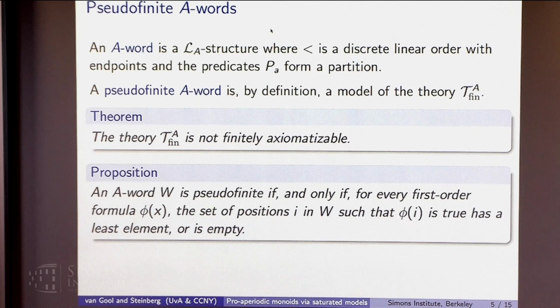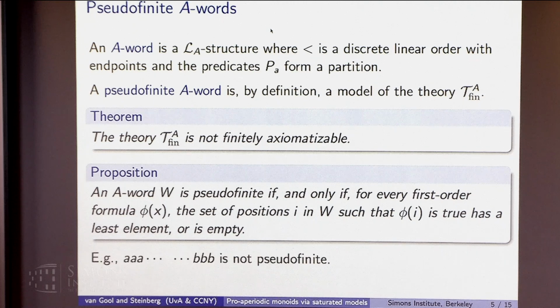Here's a way to describe it: a word is pseudo-finite if and only if every first order formula that is true somewhere in the word, I have a first order formula with a parameter, if it's true somewhere, then it's true for a first time. That's a property that an A word could have or not have, and if it has it, then it's pseudo-finite. So it's a model of the theory of finite words.